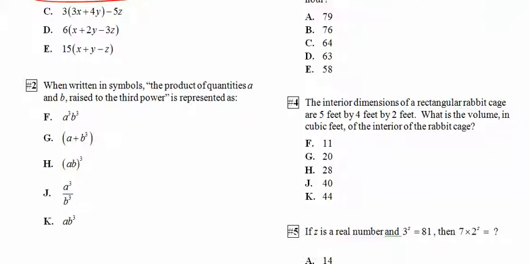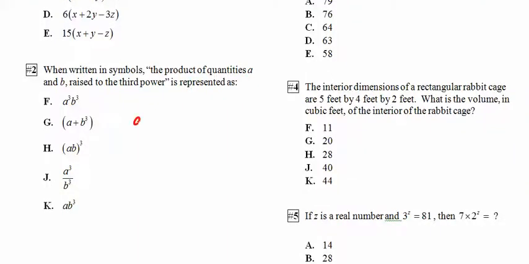When written in simplest form, the product of quantities a and b, so a and b raised to the third power, is right there. And this is confusing because that's equivalent, but that's not what it said. That's just an equivalent amount.